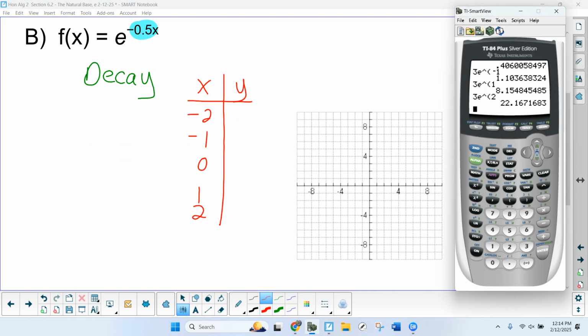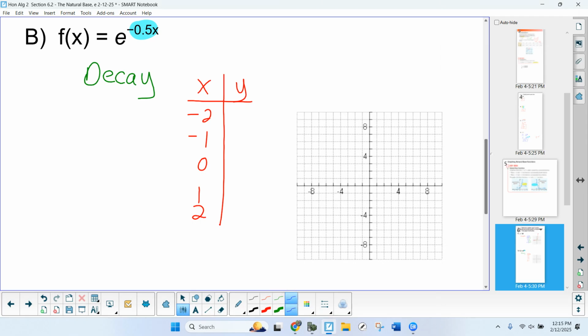So on this one, I have an old school calculator, so I'm going to do E, and I'm going to do -0.5 times -2, close my parentheses. What'd you guys get for -2? Did you get 2 point what? 72. Finish the table.